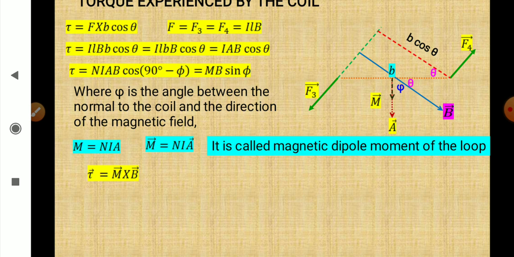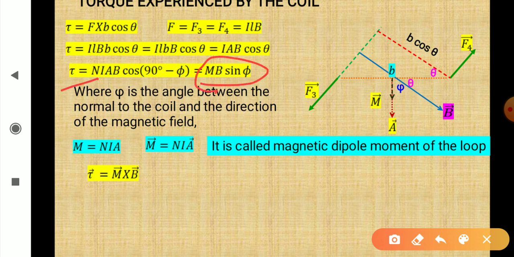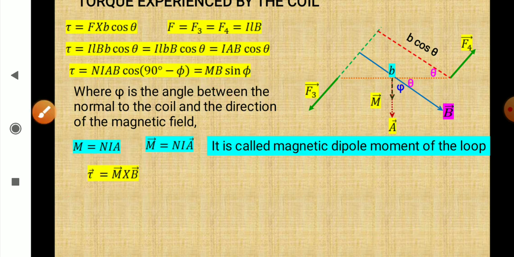Now, let us get back to this once again. So this torque is equal to MB sin phi, and M and B both are vectors. So I can write the vector form of this torque. Torque is a vector, M and B both are vectors. So torque is equal to M cross B, right? And you know that magnitude of M cross B is MB sin theta.